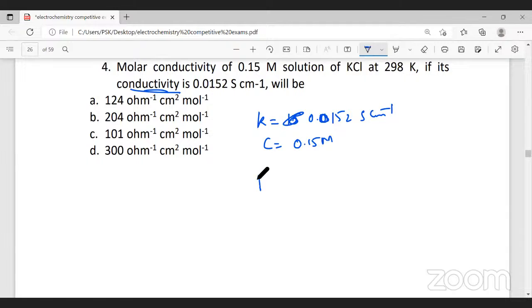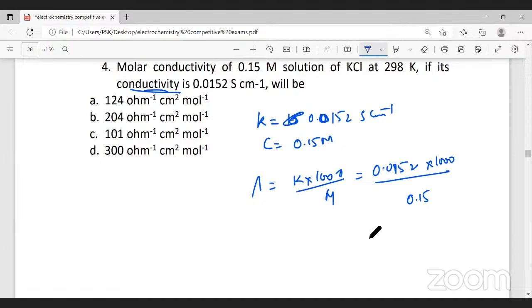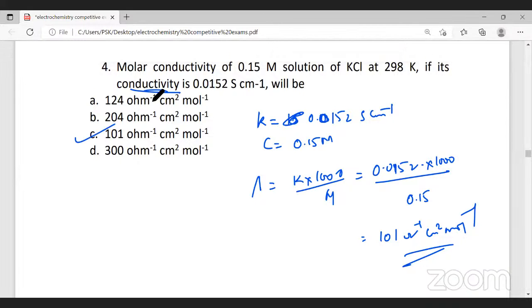Temperature we don't require. We know that molar conductance is equal to specific conductance into 1000 divided by concentration, or M. So kappa is 0.0152 into 1000 divided by what's the concentration they've given? They've given us 0.15. On simplification, we will get it as 101 ohm inverse centimeter square per mole. So you can simplify this, you can shift the decimals and cancel it out. So the answer you'll get is around 101 ohm inverse centimeter square per mole.